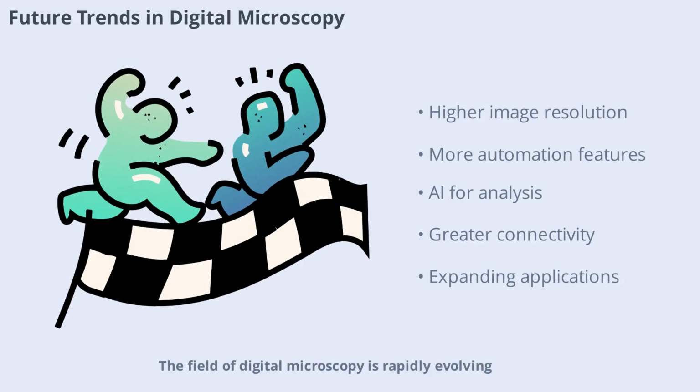The field of digital microscopy is rapidly evolving, with new technologies and features emerging every year. Expect to see improvements in image resolution, automation, and connectivity. Artificial intelligence and machine learning will play a bigger role in analysis and classification. As digital microscopes become more affordable and accessible, their applications will continue to expand across education, research, and industry. Staying informed about these trends ensures you're ready to take advantage of the latest advancements.